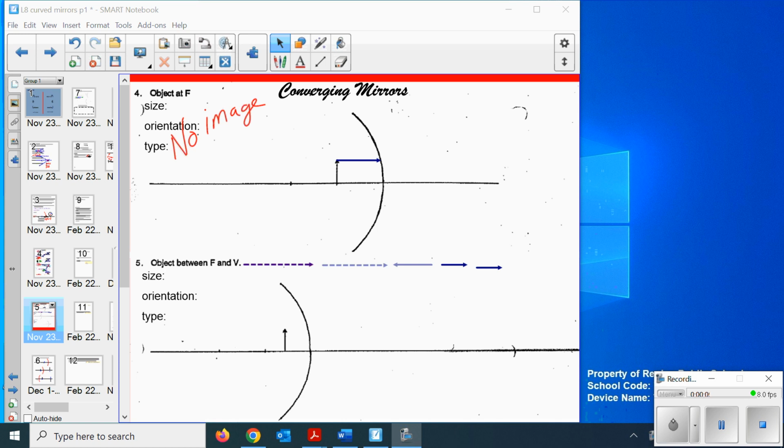We're looking at objects that are placed on the focal point, and we have no image. It's the flipping point, where you go from virtual to real, erect to inverted. Nothing, and we're just showing that. Rays from the template we use that.